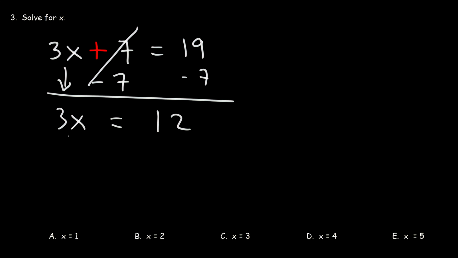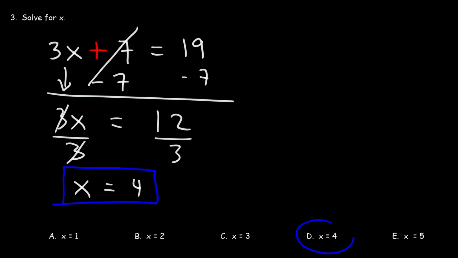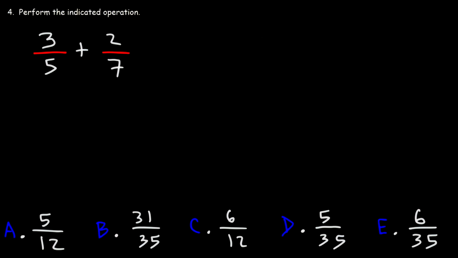division. So we need to divide both sides by 3. 3x divided by 3 will give us 1x, which is the same as x. On the right, 12 divided by 3 is 4. So the answer is x is equal to 4. So D is the right answer choice.